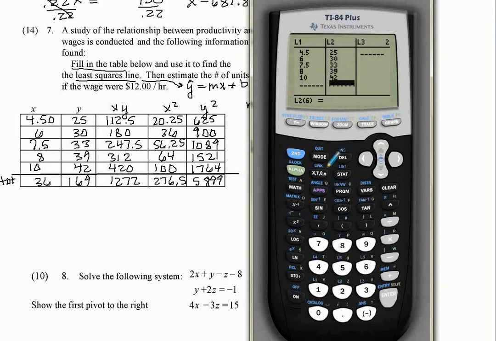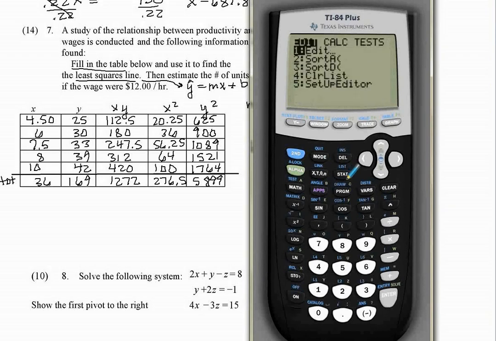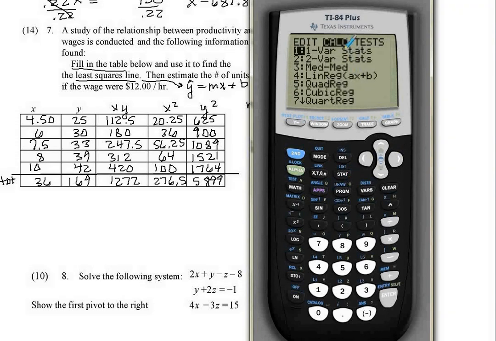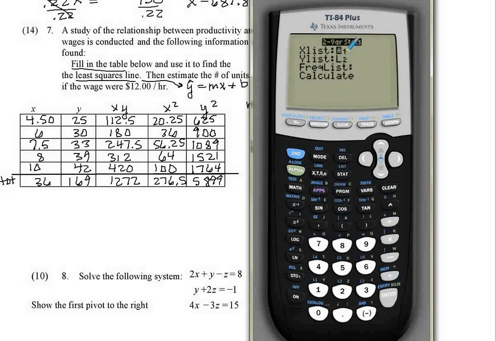Once we've got those in, we press the stat button again. Now we arrow to the right, so we're under calc. We're using 2 variables, so go down to 2 variable stats, press enter. You may not get this screen depending on what version of the calculator and what operating system you're using. If you do, you should just be able to press enter and go on through the screen to the calculate.